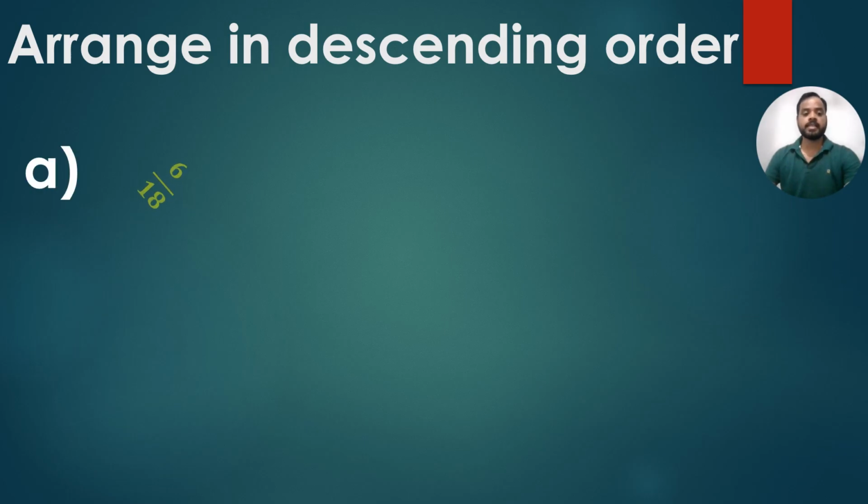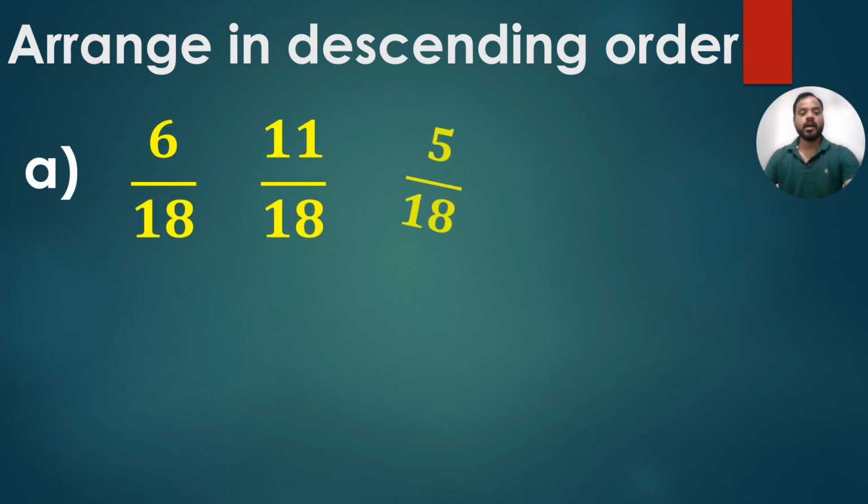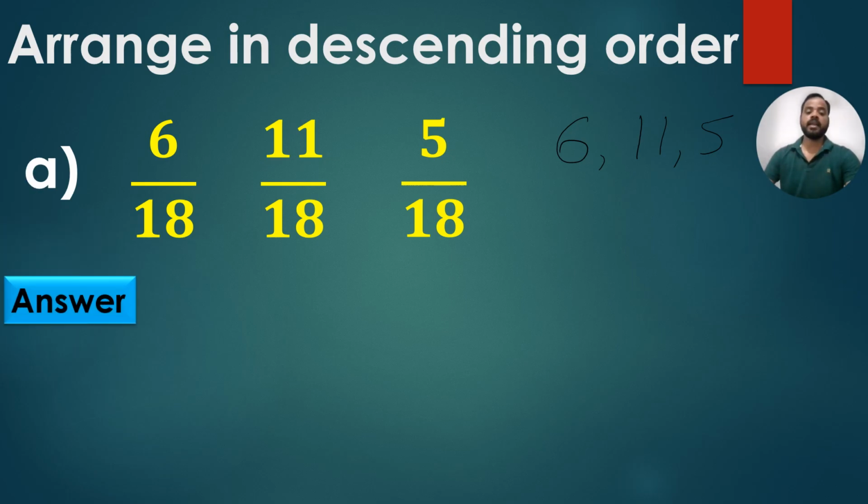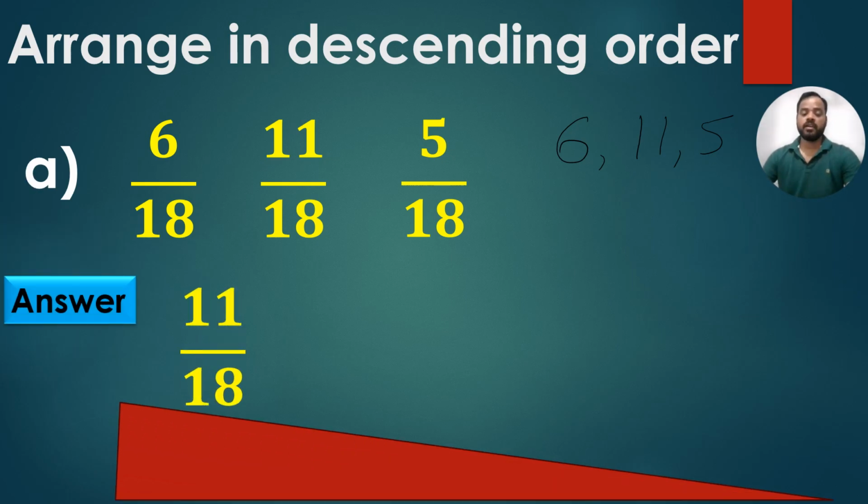Now we will see an example to understand how to arrange the fractions in the descending order. Here we are given three fractions. Out of 6, 11 and 5, we see that 5 is the smallest. So how to write the numbers in the descending order? 5 is smaller than 6 and 6 is smaller than 11. So which is the greater number? The greater number is 11.